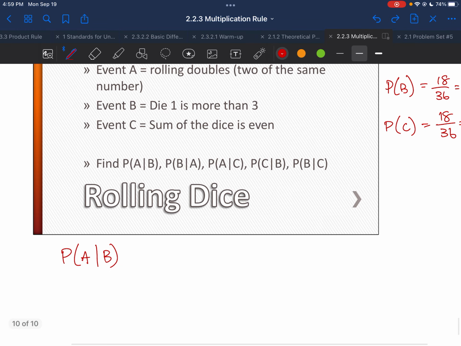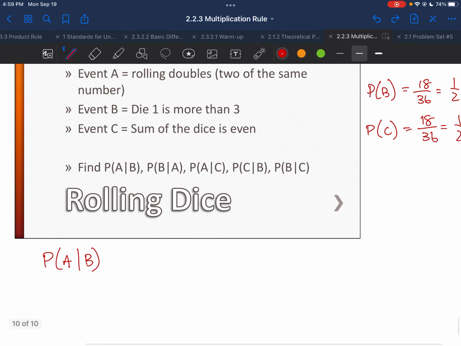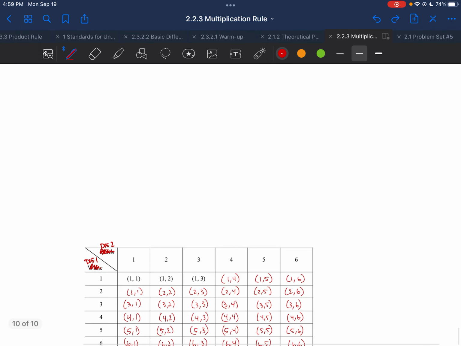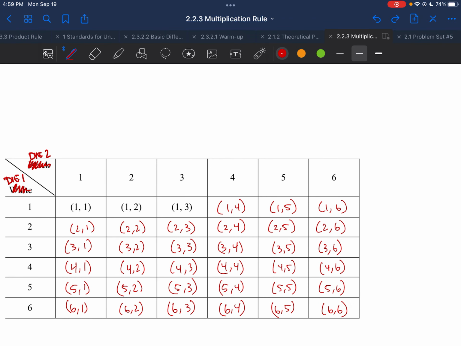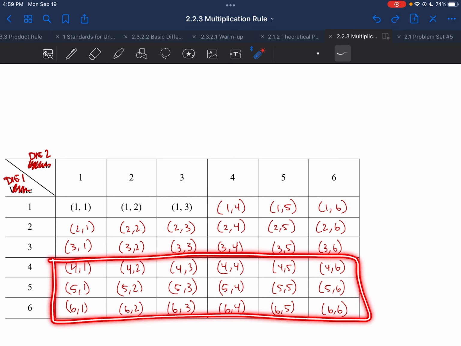So what this condition does is it makes it so the number of possible outcomes that I'm looking at has decreased. The denominator of my fraction now consists only of these values, because these are my givens. I know that the value of die 1 is greater than 3.